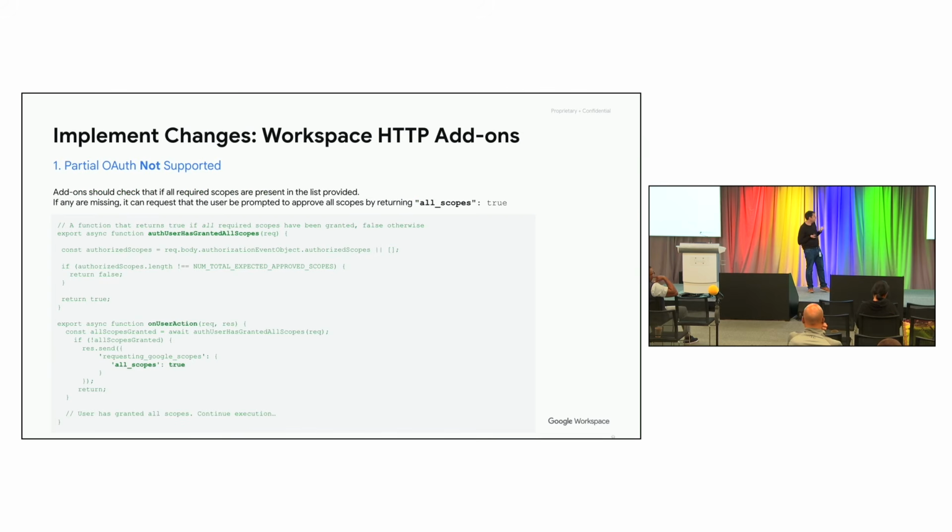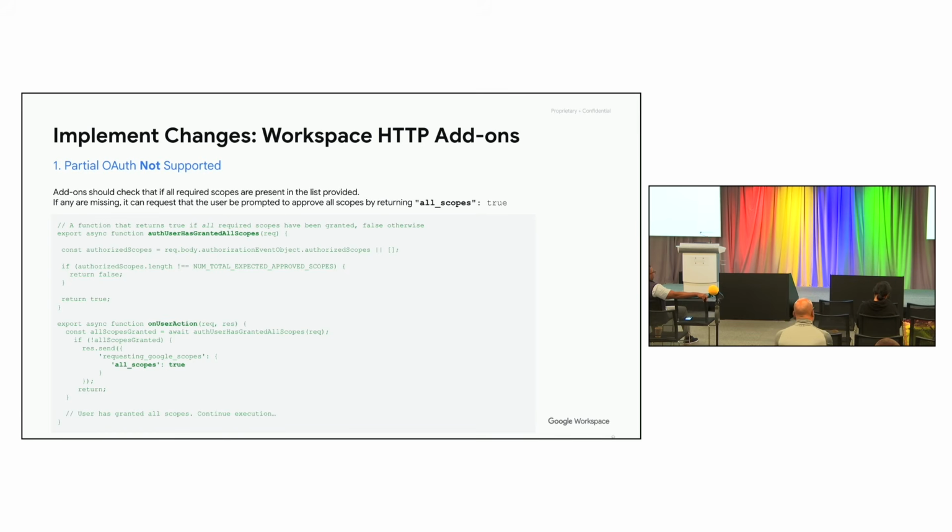So for example, one way to check them, if I'm doing the partial OAuth not supported method, is I'll first check and see, hey, are all the scopes I expect to be there? Are they present? I'm not doing an explicit comparison here. I'm just saying I have a fake constant called number of total expected approved scopes. Maybe it's 9, maybe it's 8, maybe more likely I'll have a list, and I'll check if that list is the same as the authorized scopes, which is here. So here we have request.body, authorization event object. That's the object that comes in. Authorized scopes. If that list is not existent, then give me an empty list, right? So either way, I'll have an array. I can check it, and if it's not including all the scopes I expect, return false, otherwise return true. That's just my basic check.